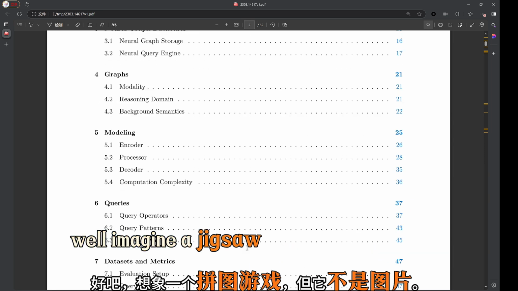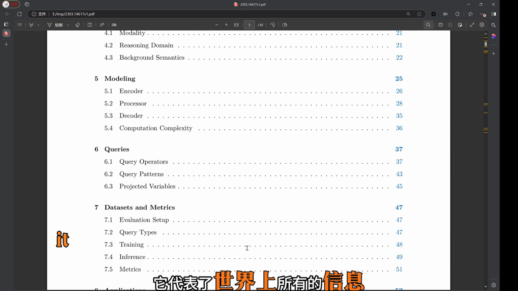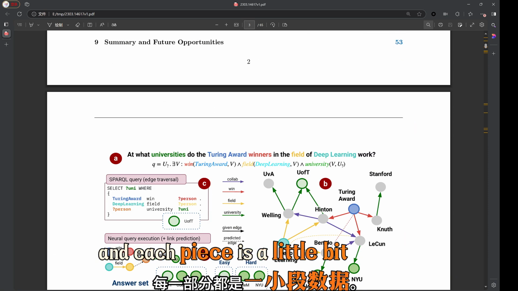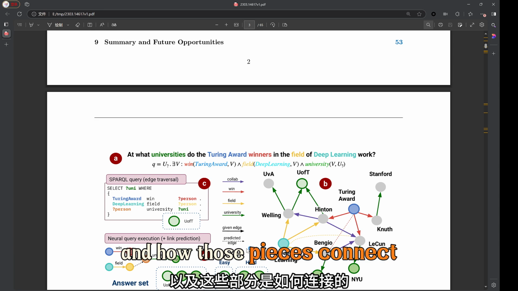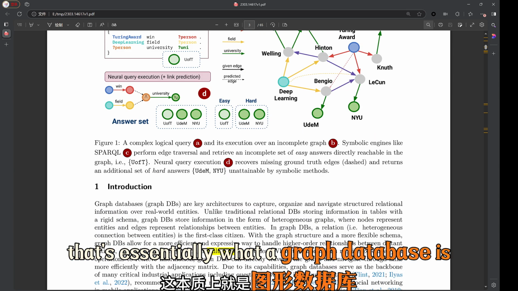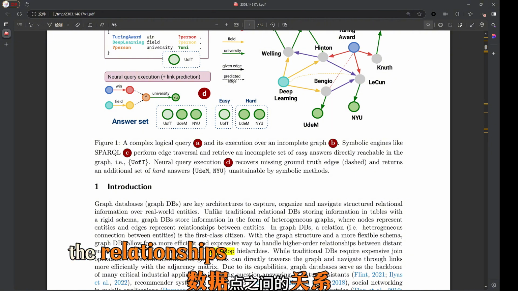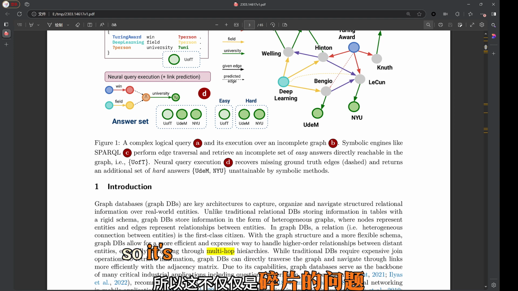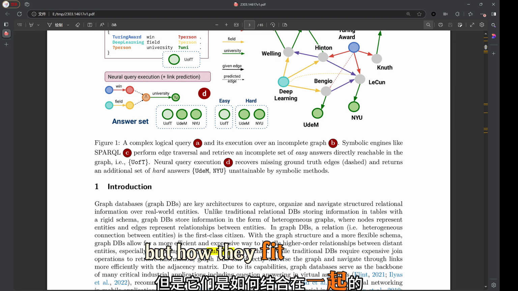Well, imagine a jigsaw puzzle, but it's not a picture. It represents all the information in the world. Each piece is a little bit of data, and how those pieces connect is how we get the bigger picture. That's essentially what a graph database is. It focuses on the connections, the relationships between the data points, to help us understand that whole puzzle. So it's not just about the pieces, but how they fit together?